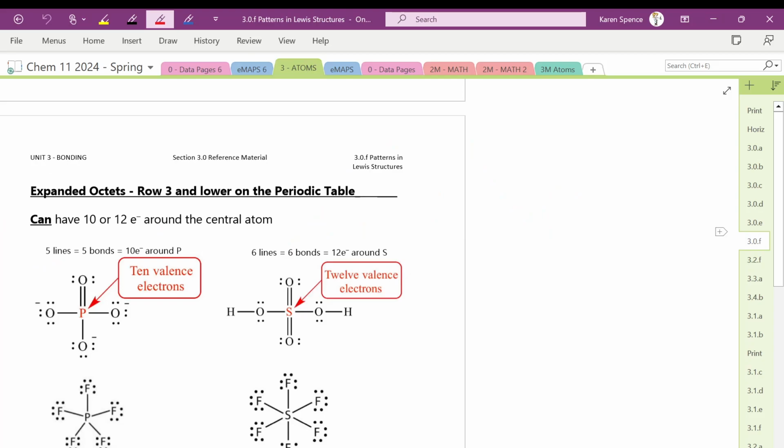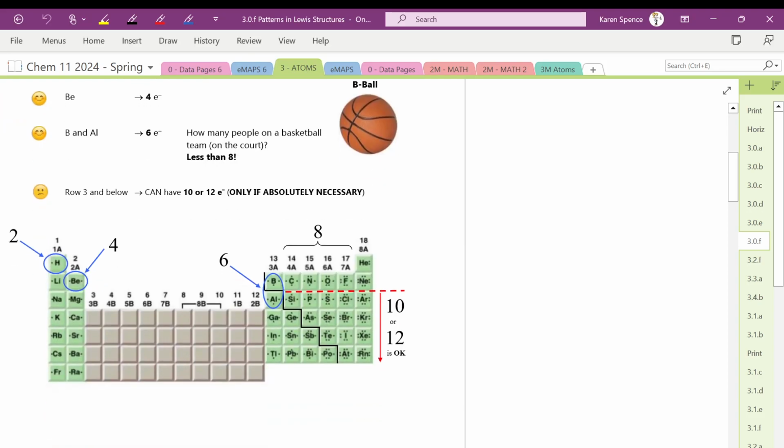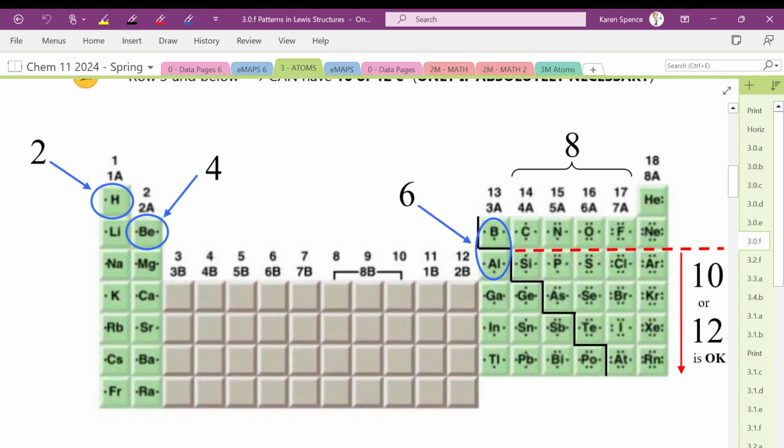Another thing that might help you remember is if you take a quick look on page 7, here we have B, and here we have ball. Yes? And here we have hydrogen. So hydrogen needs 2, beryllium needs 4, and boron and aluminum need 6. Okay?